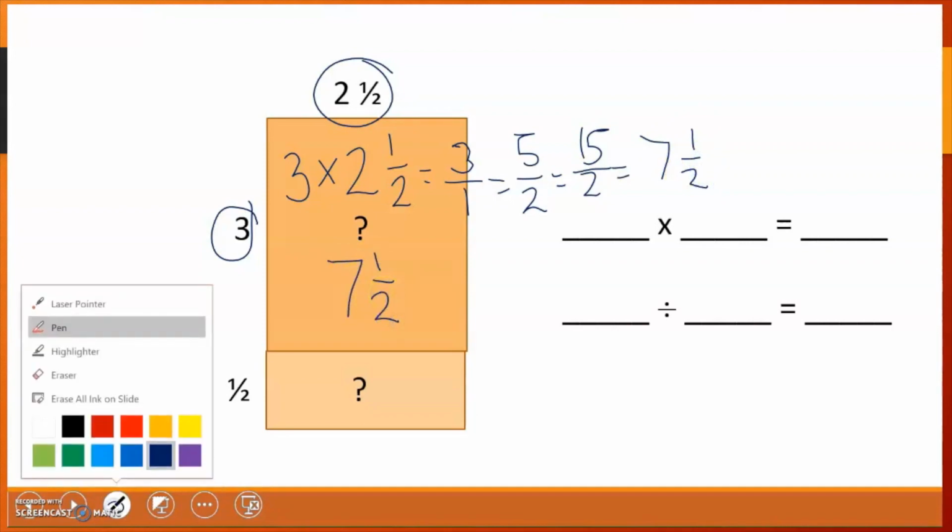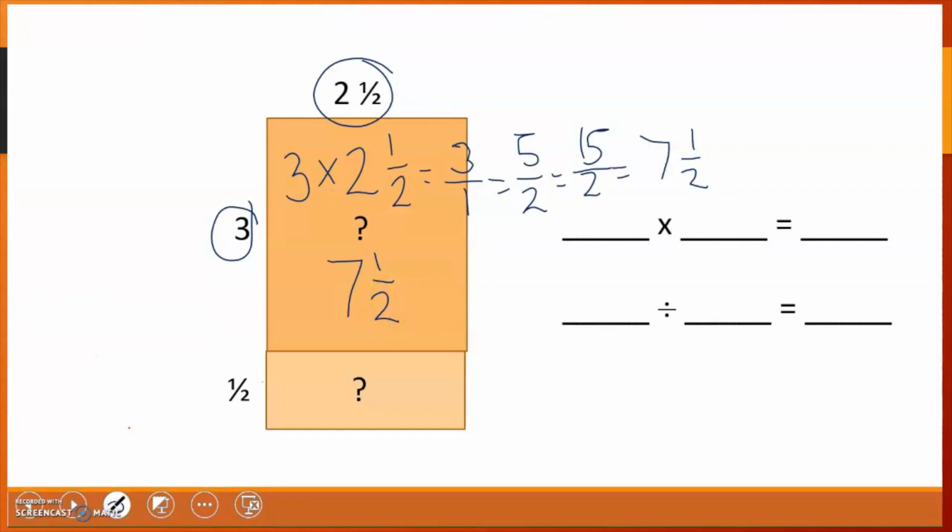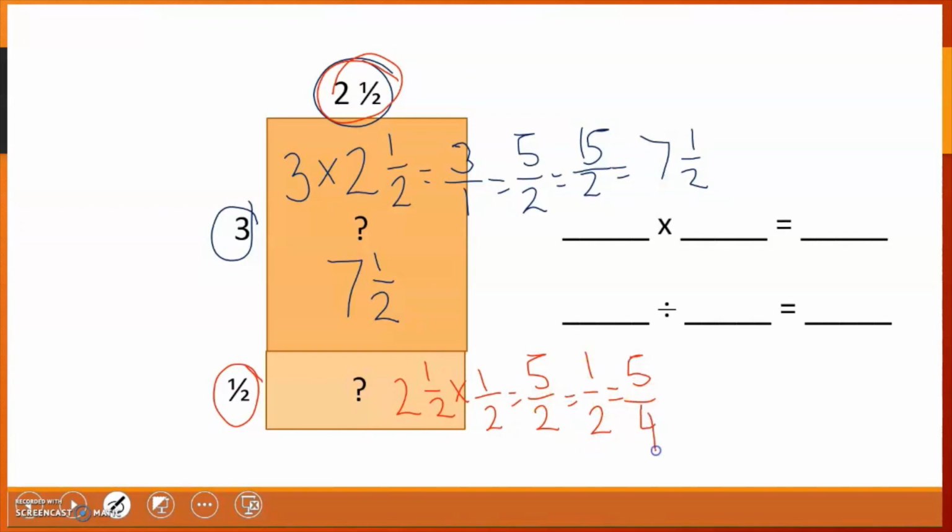Now I have to figure out what the other question mark is. In order to do so, I have to multiply 2.5 times 1/2. Which gives us 5/4, which is equivalent to 1 1/4. So we know this question mark is 1 1/4, and we know that this question mark is 7 1/2.